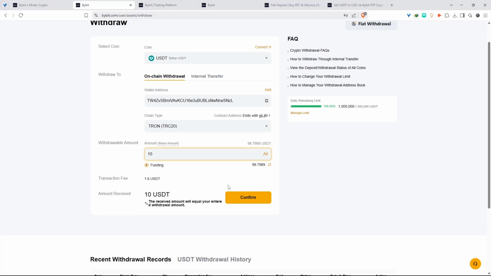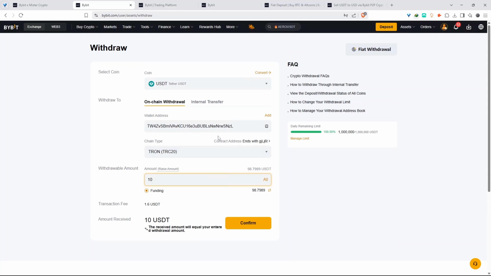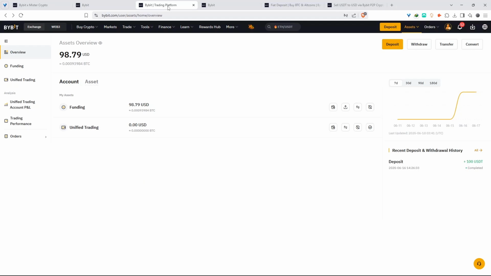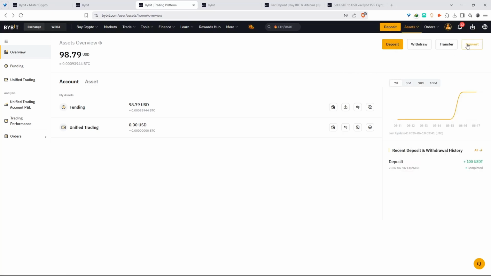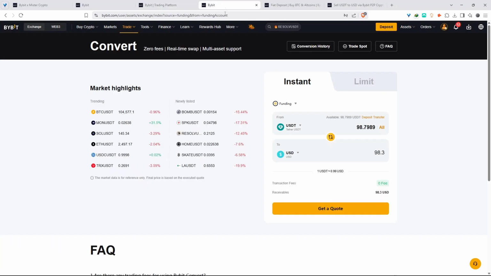Now, if your goal is to sell crypto back into fiat currency and then withdraw that directly to your bank, the process depends on the specific fiat currency. So, to convert your crypto to fiat, then withdraw to your bank, follow these steps. Go to the Assets page. Then choose Convert. On this page, select the coin you want to convert and the preferred fiat currency. Then click on the Get a Quote button. Once converted, you can easily transfer the fiat to your bank.